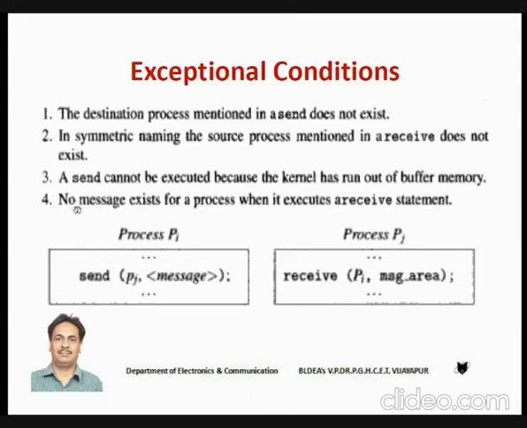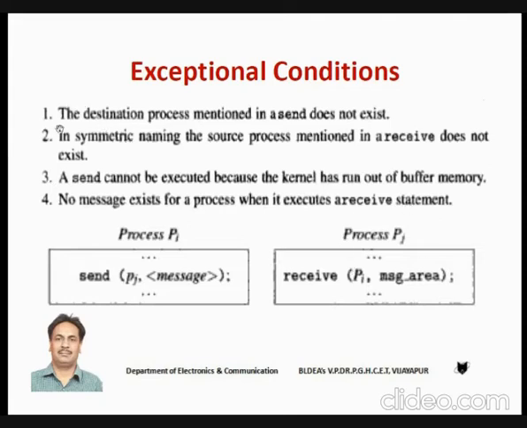And we have the fourth condition. No message exists for a process when it executes a receive statement. The meaning is that if receive is executed first, and if no message is existing, what we can do is, again, we can hold that receiver process. We can block that receiver process till the message is available. Or otherwise, again, after waiting for some time, we can terminate the process pj. We can terminate the receiver process.